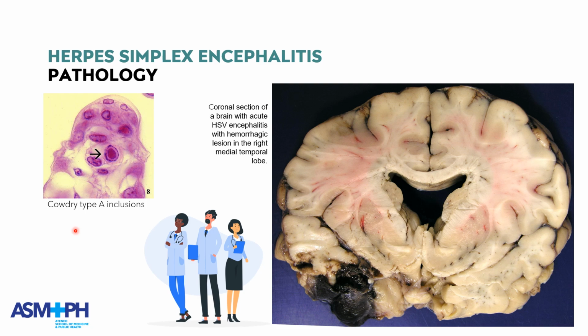So this is an image of a Cowdry type A inclusion body. And on the right is a coronal section of a brain with acute HSV encephalitis with a hemorrhagic lesion in the right medial temporal lobe.